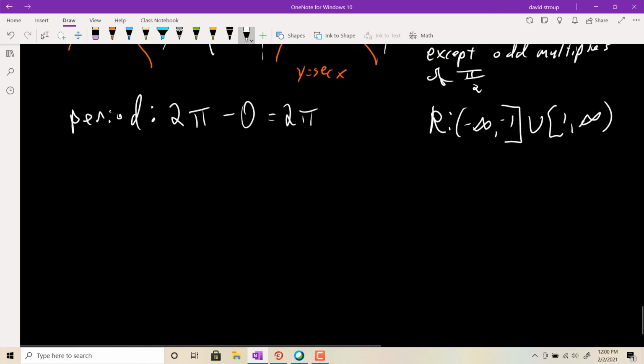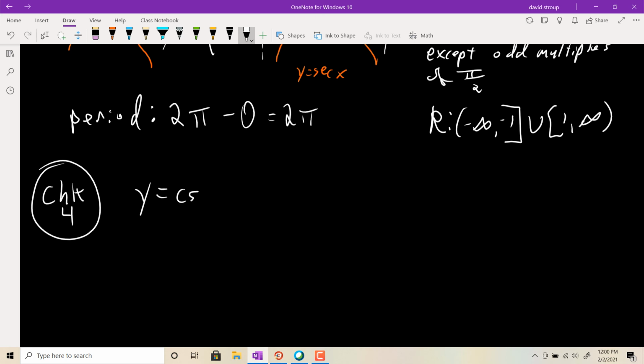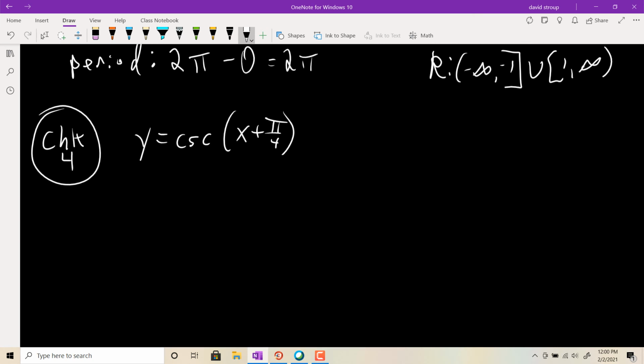Okay, so like I said, let's look at some examples of these. Basically, some variations. So checkpoint 4, y equals cosecant of x plus pi over 4, so it seems like there's a phase shift. So you just proceed as if it was a sine function. Beginning with amplitude, the amplitude is just 1, so the value of a is 1. Then the period and the phase shift.